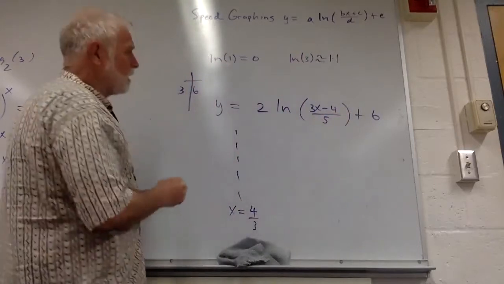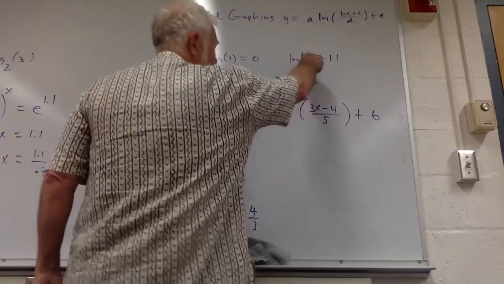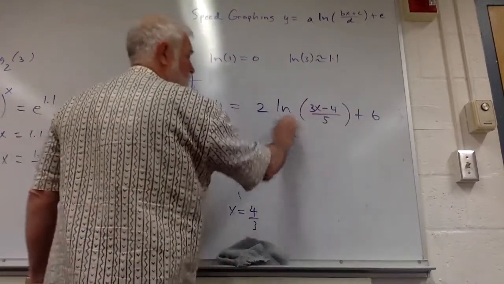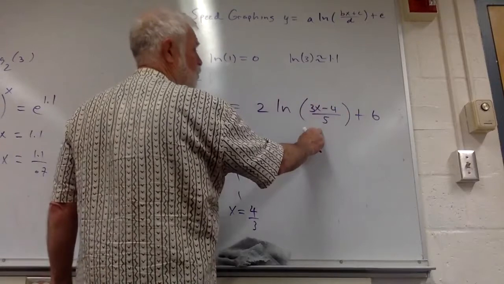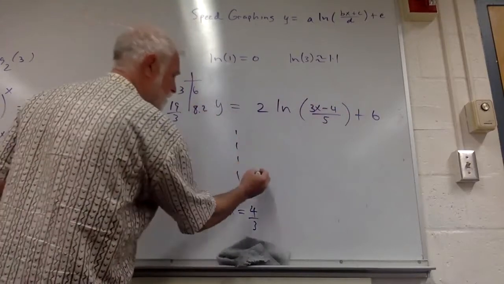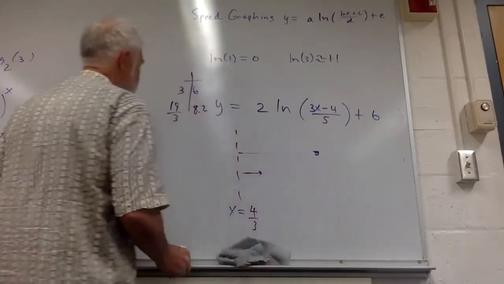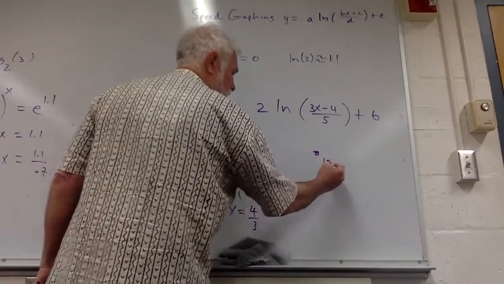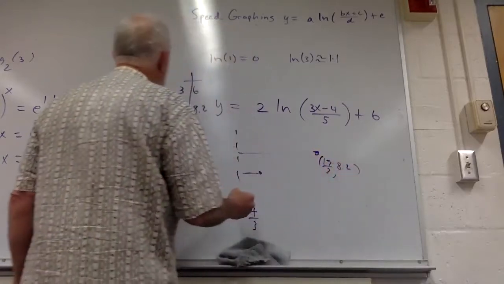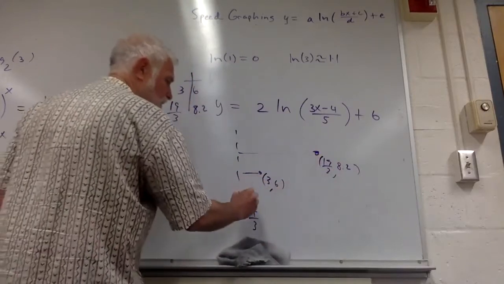And now, you can see the video. All right, so now 5 times 3 is 15, plus 4, 19/3. 19/3 should get me a 3, which gets me 2 times 1.1, 2.2, plus 6, 8.2. You plot those points, there's 3. This is going to be 3 times further, so that's going to be 19/3. Gets me 8.2 roughly, and 3 gets me 6. Okay, you got a nice little ruler here.